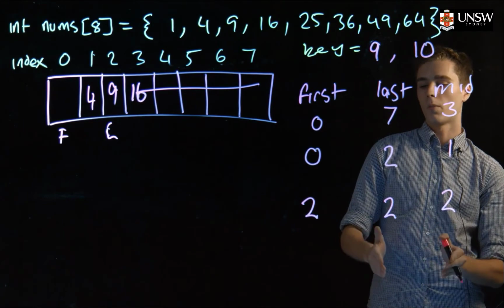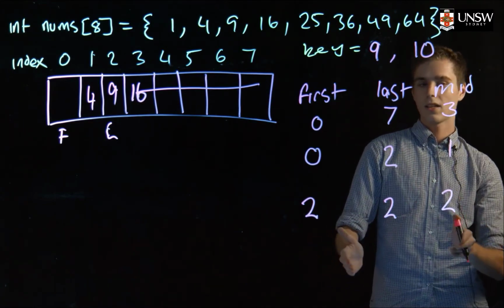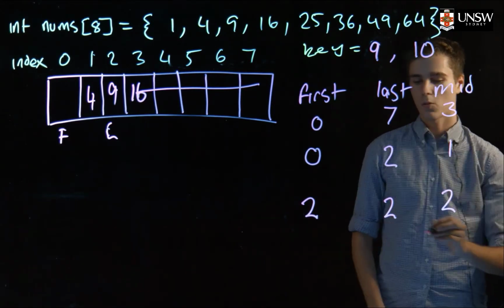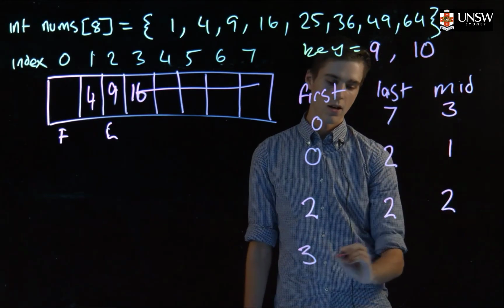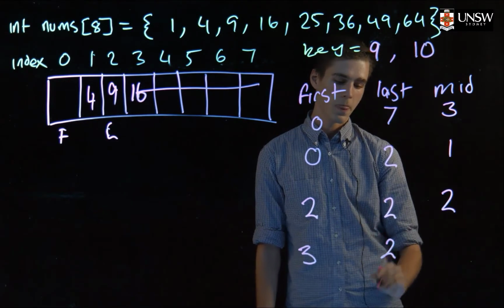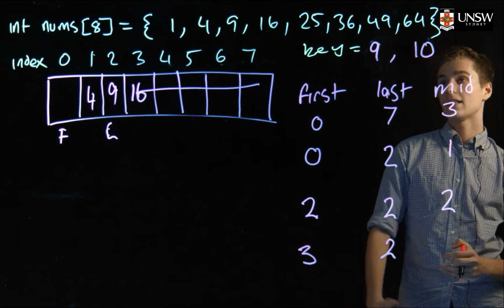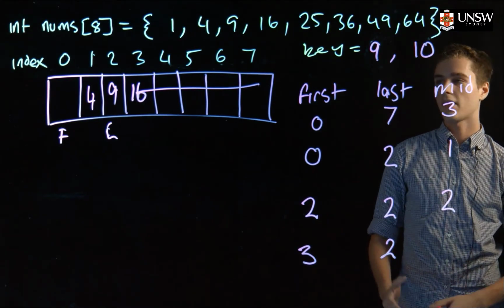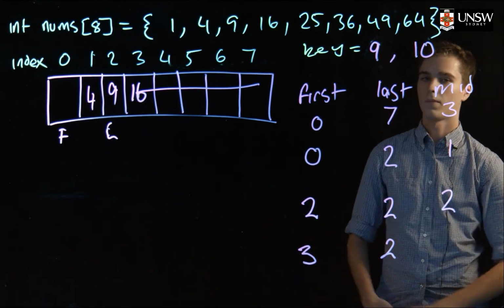We increment as normal, so 10 is greater than 9, which means we move first to the previous mid plus 1. So first becomes 3, last doesn't change. And now what we see is that first is greater than last. And this is when we'll stop and we'll say that the number is not in our array.